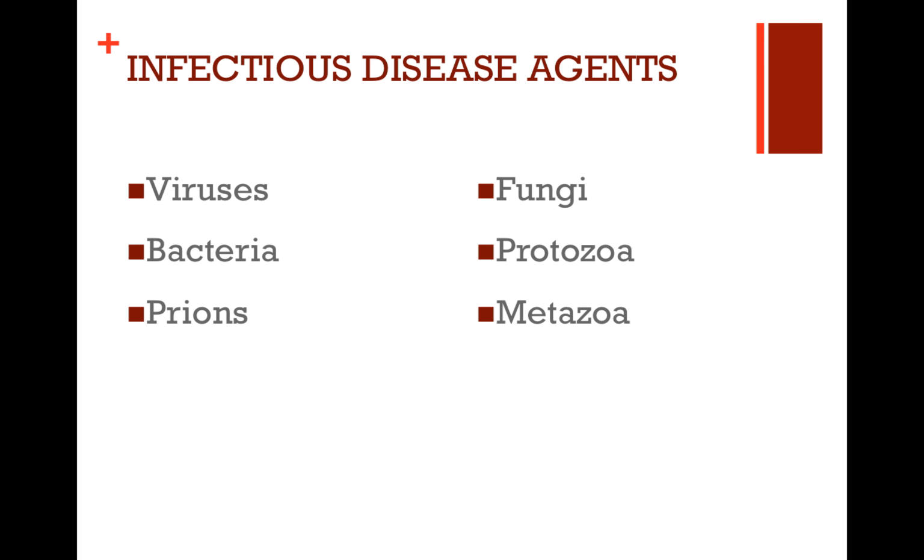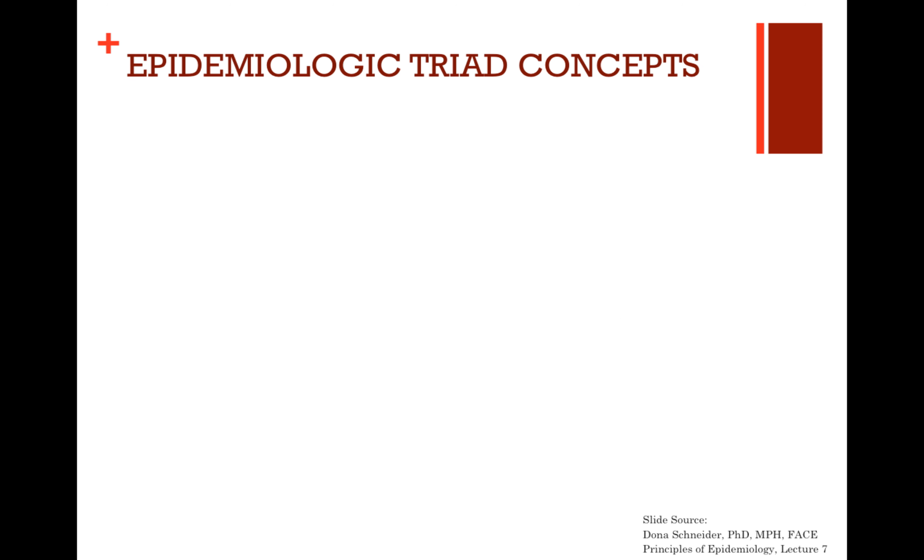But there are also fun things out there like prions, which are basically proteins that reside on the surface of brain cells and can cause things like mad cow disease. There are also certain fungus that can cause infection, so athlete's foot being a common one. And also things like protozoa and metazoa, which are either single-cell or multi-celled organisms that generally are parasites. So things like different worms that get into your system.